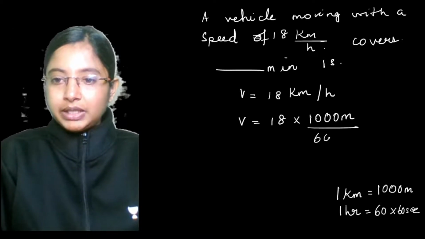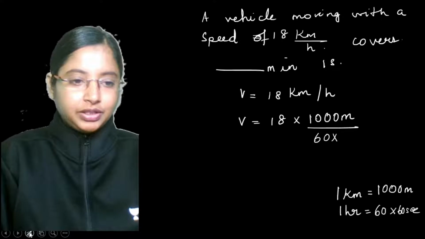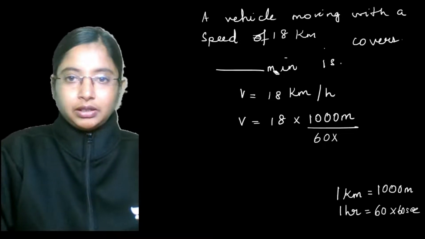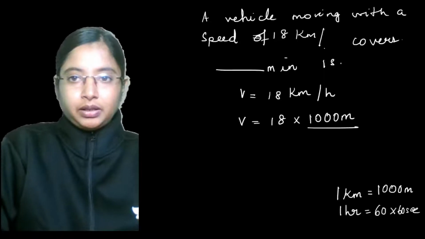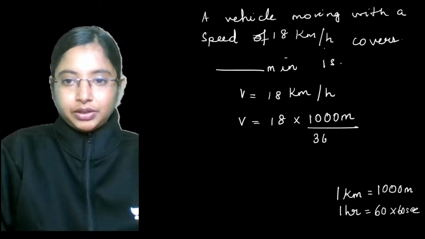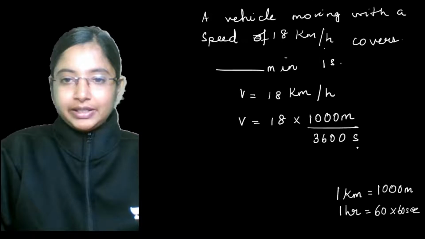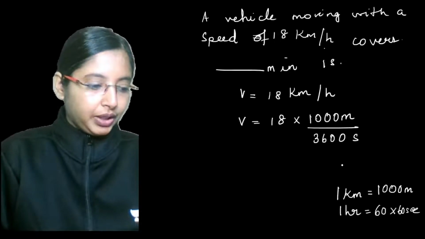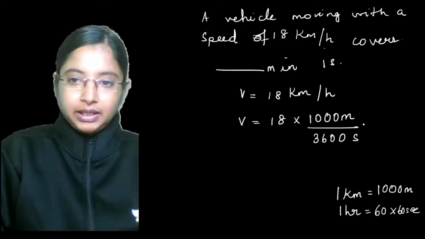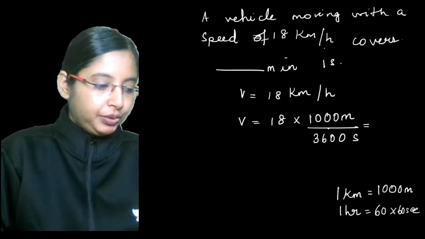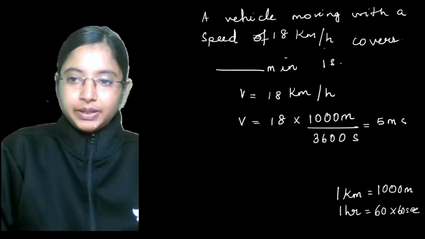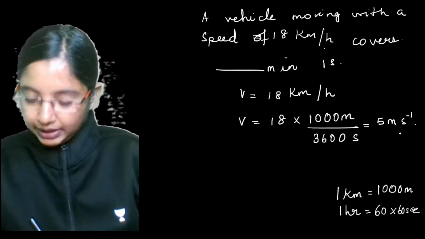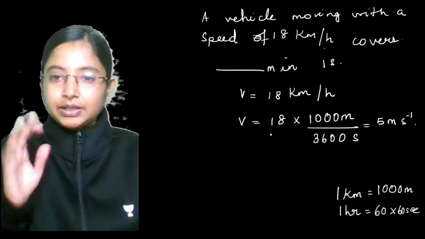Divided by 60 into 60. 60 into 60 is around 3600 seconds. If you solve for this, you will get 5 meters per second. So according to what Prema is saying, 5 meters per second. For velocity it is 5, right?